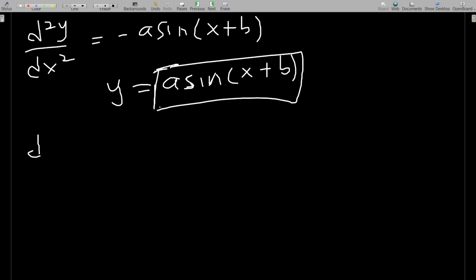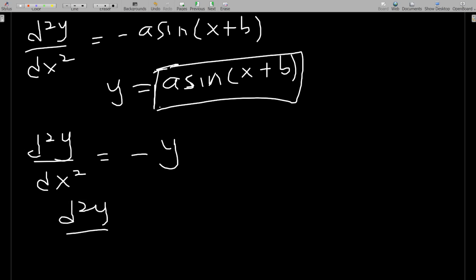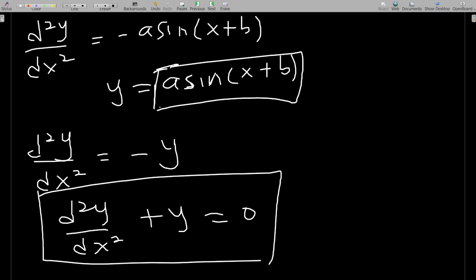So the second derivative, d squared y dx squared, is equal to minus a sine x plus b, and a sine x plus b we said is y, so you put y there, and then you have d squared y dx squared plus y is equal to 0. This becomes your ODE, because at the end we've been able to eliminate both a and b. This equation does not contain any a or b. Bear in mind that it's not necessarily finding the values of a and b. You are just eliminating them.